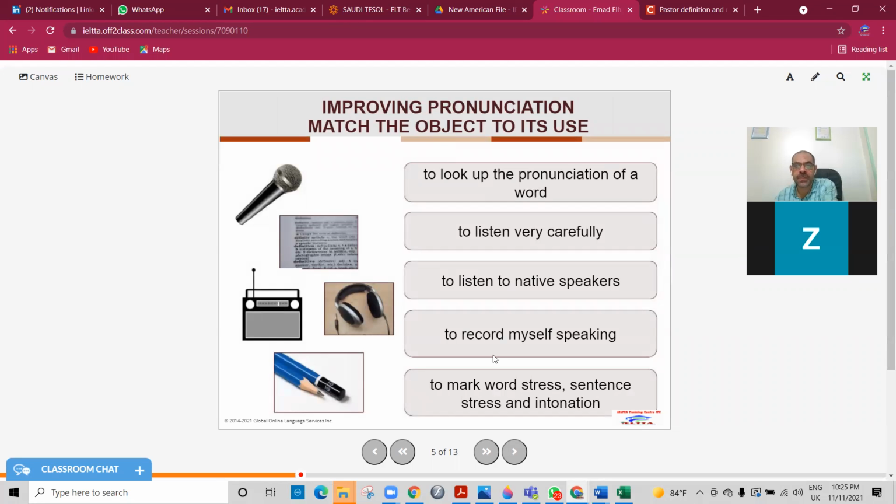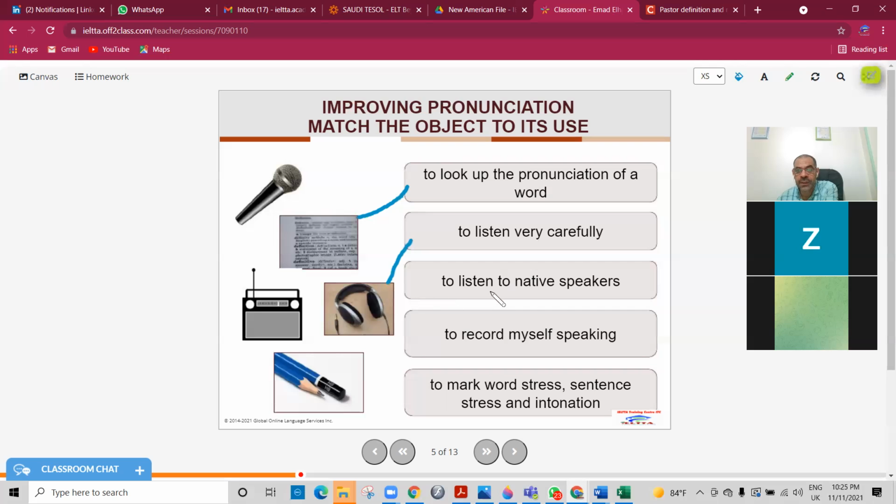improving pronunciation. How are you going to improve your pronunciation? Using some strategies. Look up the pronunciation of a word. Which picture of these is related to this way? Can you match, please? To listen very carefully. Which picture? These are some techniques.